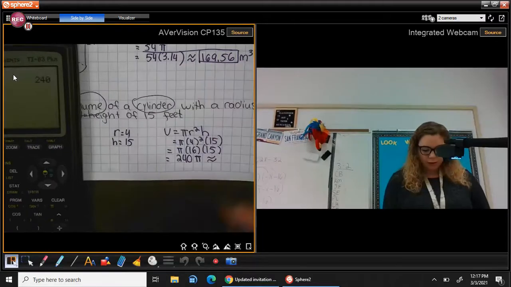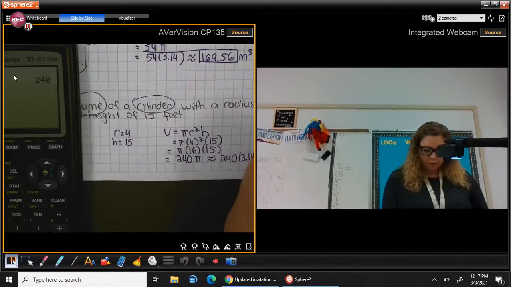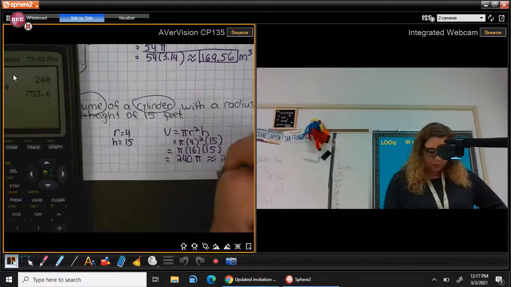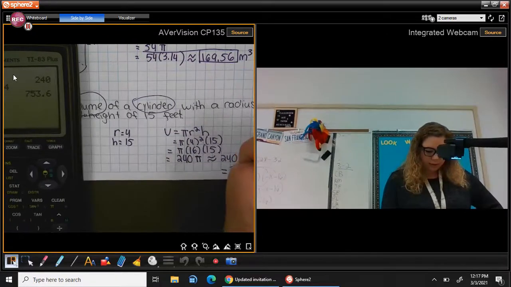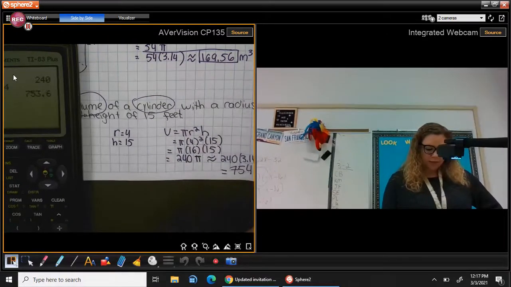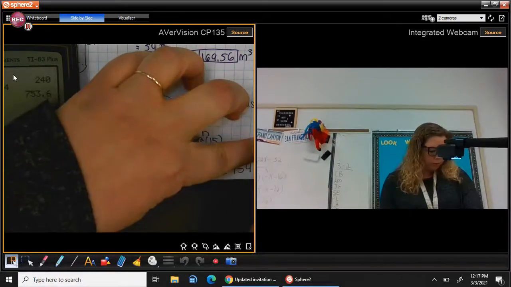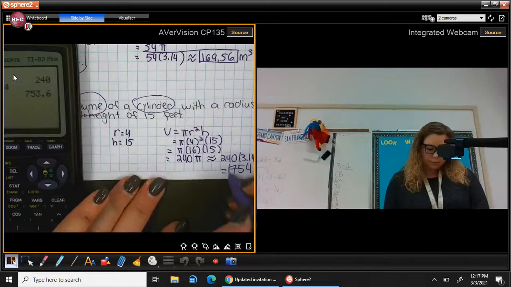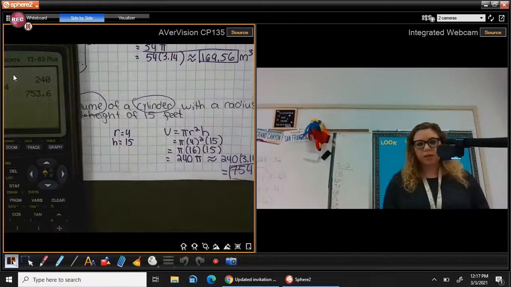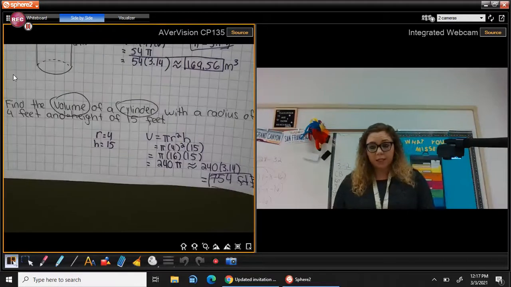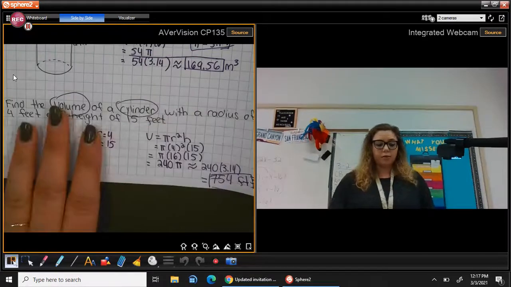So 240 times 3.14 is going to give me 753.6. I'm going to round to my lowest number. So I have 754 feet cubed. Okay. And that's going to be my answer. So all you do is just plug in the numbers into the formula.